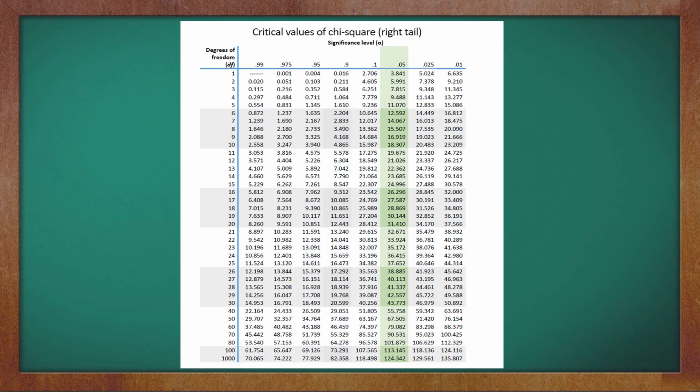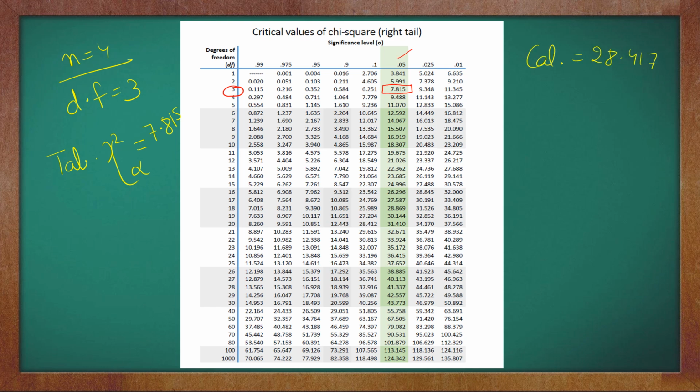But let's suppose you want to cross-verify whether your hypothesis is true or not. So n is 4, done. So degree of freedom is 3. Now for 3 degrees of freedom, at 5% level of significance, what is the table value? 7.815. So the tabulated value of chi-square at 5% level of significance for 3 degrees of freedom is 7.815. So your calculated value is 28.417. Your calculated value is greater than the tabulated value. Reject your null hypothesis. So in this way, guys, you can solve any question which is related to the chi-square test. Thank you.